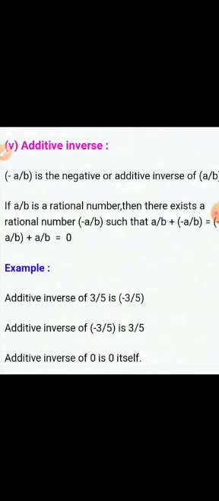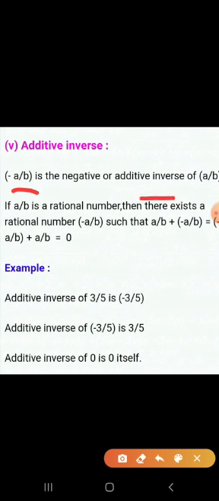Let us see additive inverse. We also call it by another term, negative or additive inverse. So minus a upon b is the additive inverse of a upon b. Example, let us see. If 3 upon 5 is a rational number, its additive inverse will be minus 3 upon 5. If minus 3 upon 5 is a rational number, its additive inverse is 3 upon 5. If someone asks you what is the additive inverse of 0, the additive inverse of 0 is 0 only. It is neither positive nor negative.